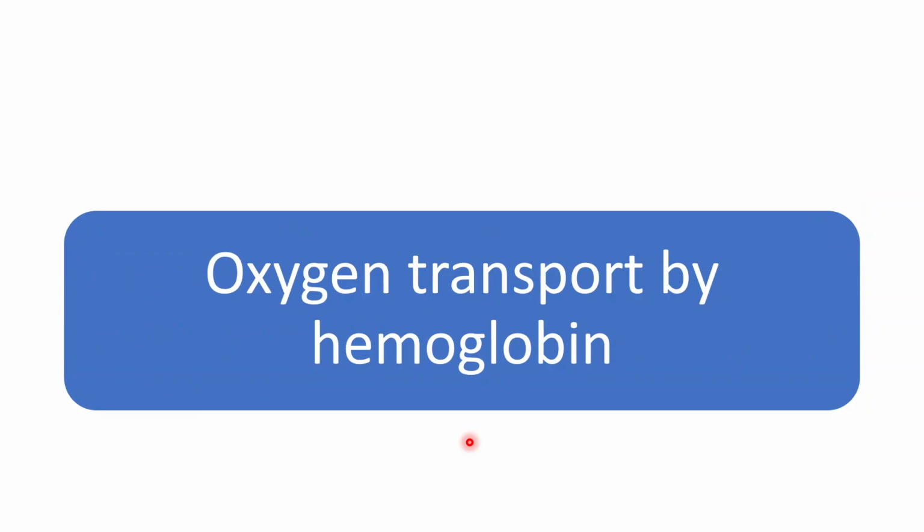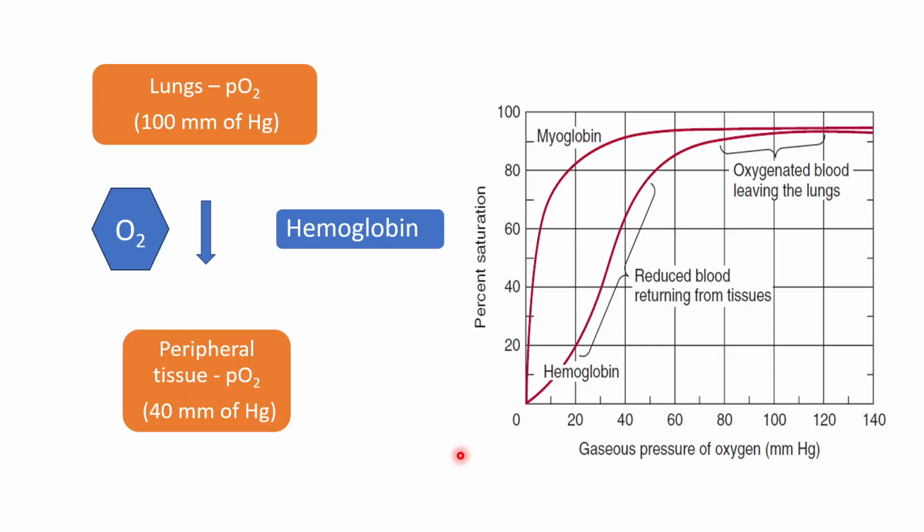Now let us look at oxygen transport by hemoglobin. If you see over here, the oxygen is transported from the lungs to the periphery, and hemoglobin is responsible for this transport. In the lungs, the partial pressure of oxygen is roughly about 100 mm of Hg, whereas at the peripheral tissue, the partial pressure of oxygen is around 40 mm of Hg.